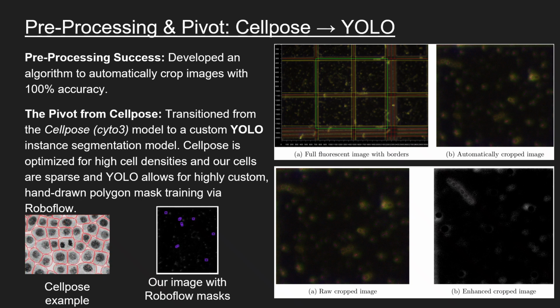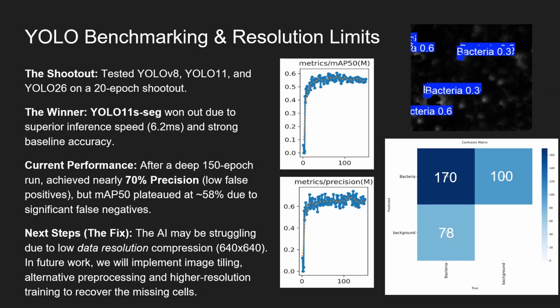If you look at the image in the bottom left, you see touching adjacent high density cells, which Cellpose is ideal for counting. However, ours are sparse, and if they're touching, they're in long strands, but not throughout the whole image. And so the custom drawing that we can do in segmentation through YOLO, and we did that in Roboflow, was much better. So once we've created those masks and manually annotated our processed image, we then trained our model on it. And this is where our model is right now.